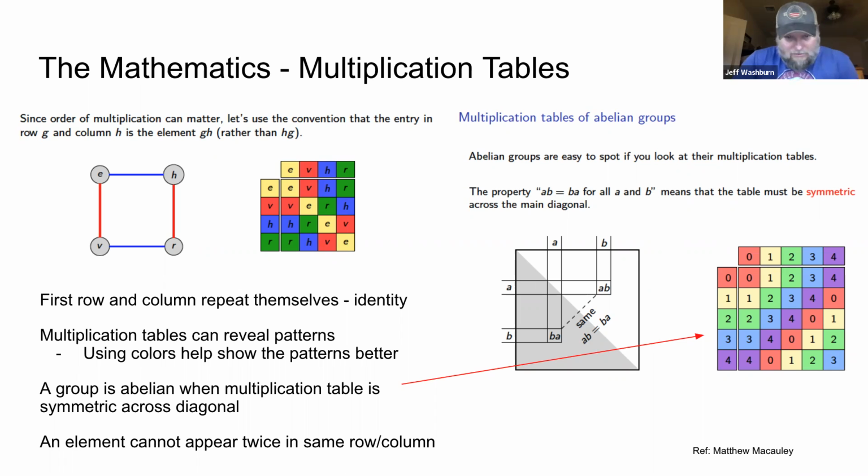So for example, if I go E to H, I end up at H. So here's E, H, I end up at H. If I do a V, let's go V times H, right? It says I'll end up at an R. So if I do a vertical and then a horizontal, I end up at R.